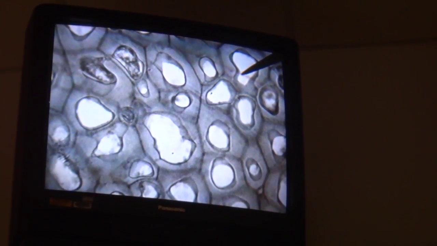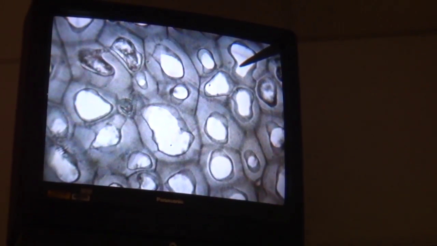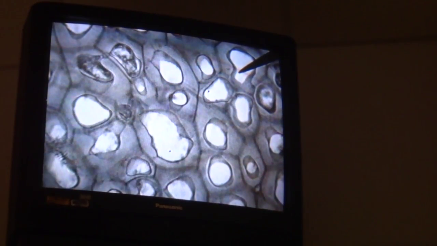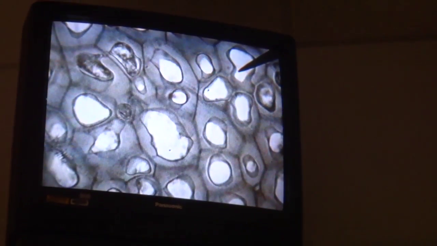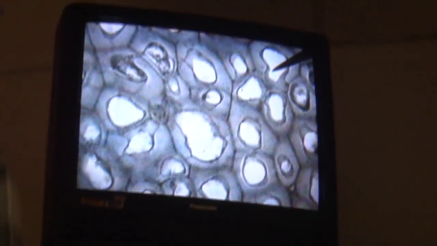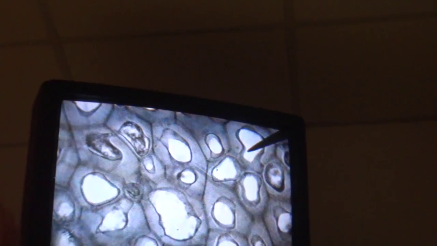Okay, what kinds of cells are these? They are sclerenchyma. They're specifically sclereids. That's right. These are the stone cells that you find in pear. Okay, what links these individual cells? Plasmodesmata running through?